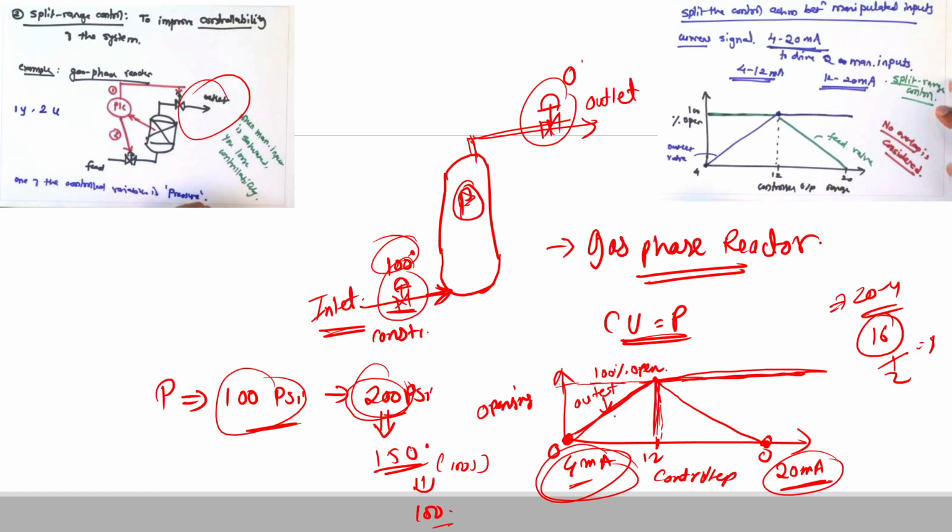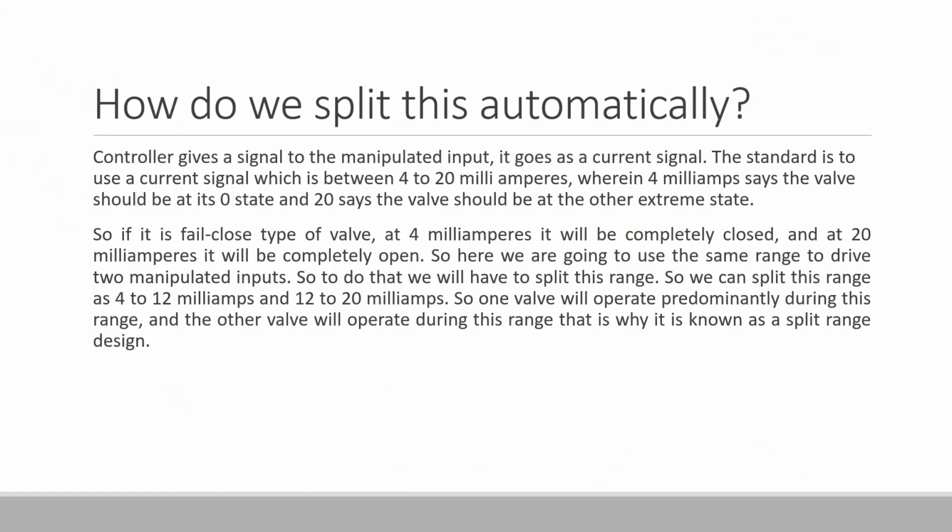we can generate the split such that until 12 milliampere, the outlet valve reaches 100% opening, and beyond this 12 milliampere, the valve becomes saturated, and then the inlet flow rate, in this case this flow rate, will be manipulated by closing the valve. So this is how we obtain this split among these two manipulated variables. That is what I have explained over here.